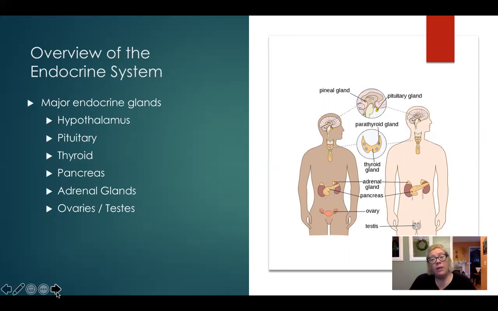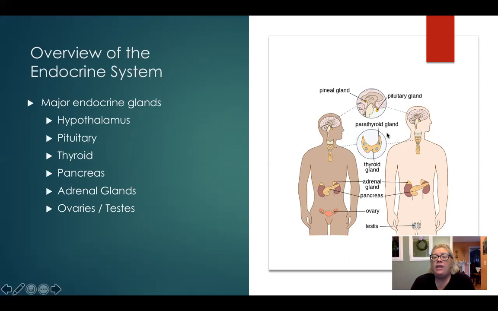So the ones that we're going to talk about are the hypothalamus, which is not labeled here, but the hypothalamus is right here. The pituitary gland, which is right here, it's very small. It's about the size of a green pea, and it is actually attached to the hypothalamus. We have the thyroid, right here in our neck. It actually looks a little bit like a bow tie.